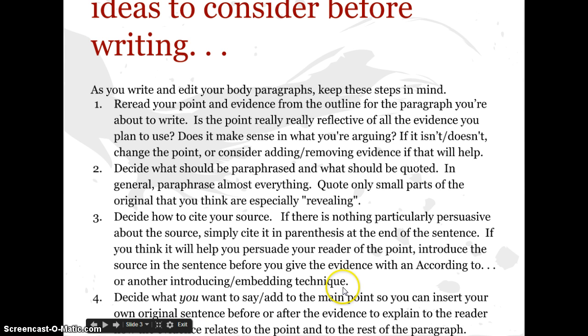And then you can really make it relate to the point in the rest of the paragraph, how that evidence relates.